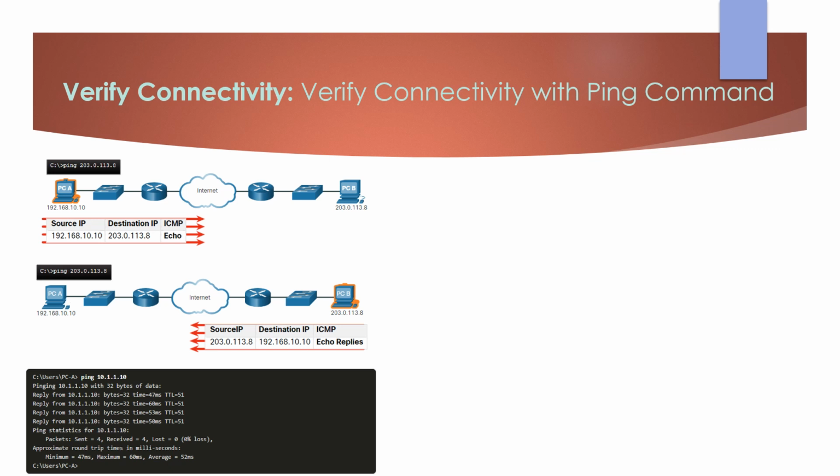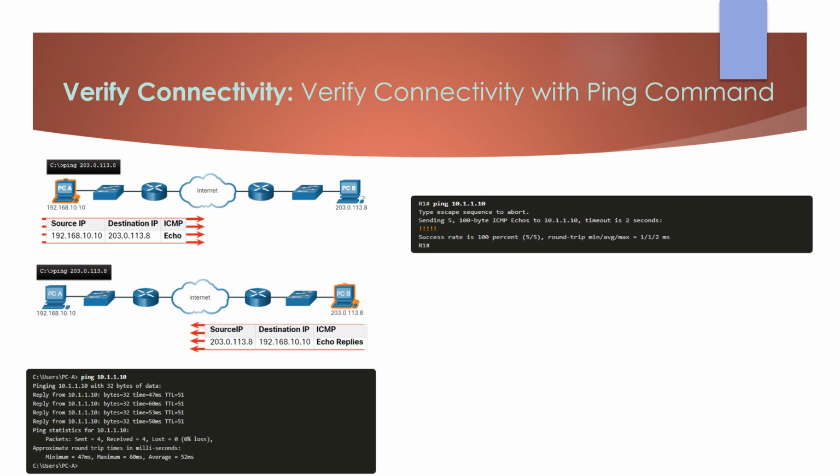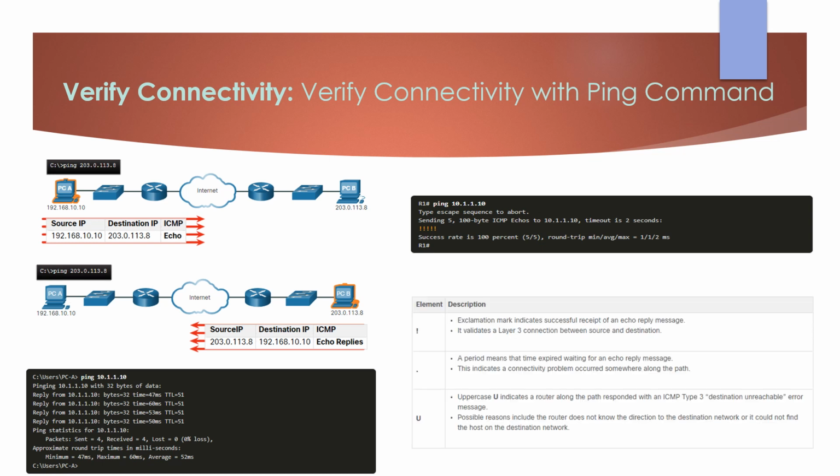A Cisco IOS ping command output differs from a Windows host. For instance, the IOS ping sends five ICMP echo messages, as shown here in this output, and you can see that there are output characters as listed here. The IOS ping command displays an indicator for each ICMP echo reply received. Here in this table is a list of the most common output characters from the ping command and an explanation for each of those characters.